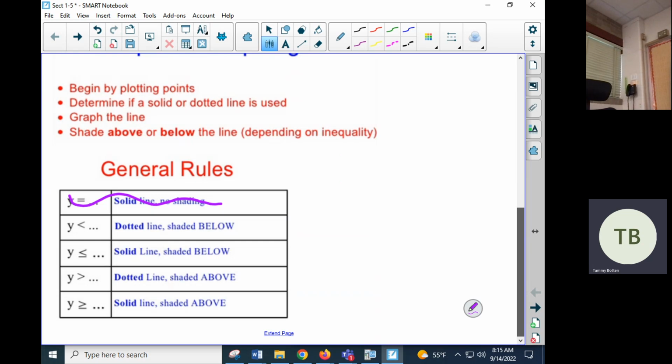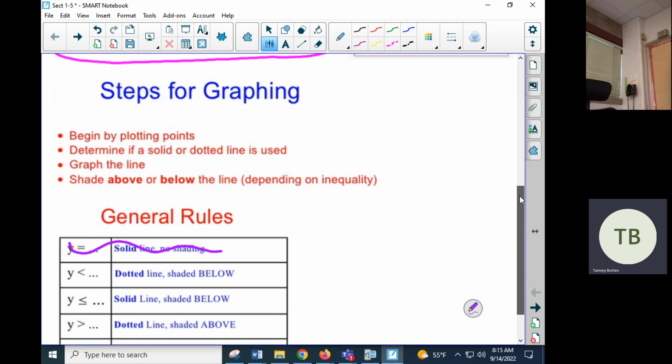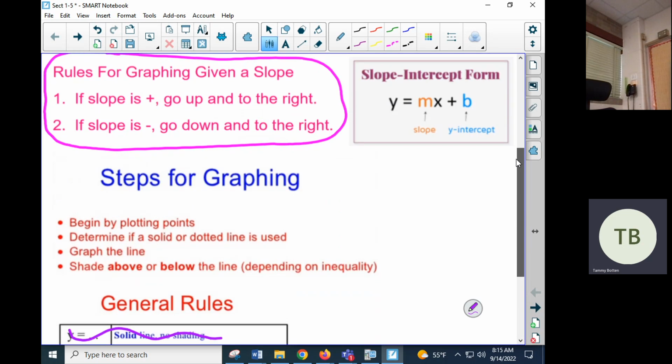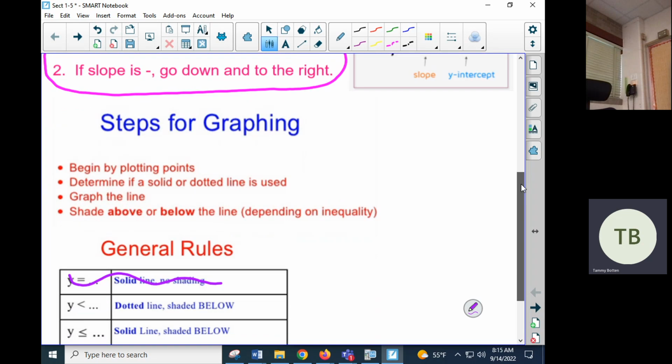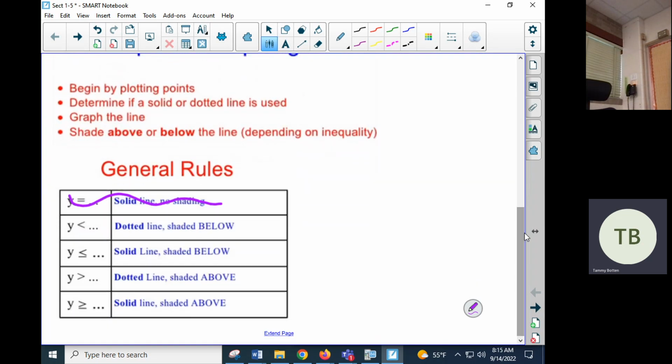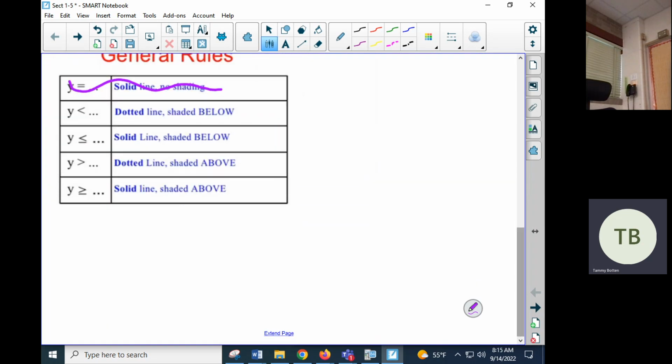Do you guys need me to go up still? Or did everybody get this part done? It is on your sheet too, but then copy this too.